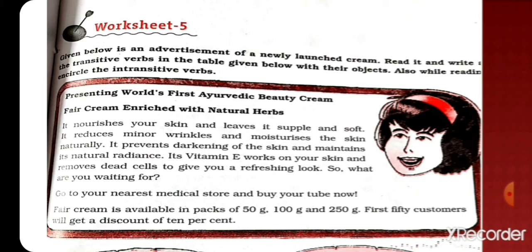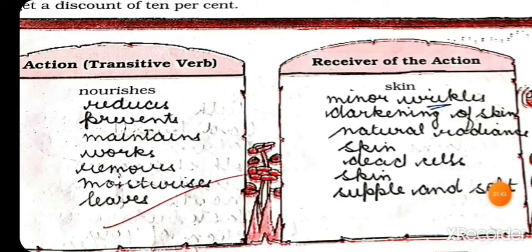So, what are you waiting for? Go to your nearest medical store and buy your tube now. Fair cream is available in packs of 50 gram, 100 gram and 250 gram. The first 50 customers will get a discount of 10%. Yes, beta, this table is given to you below this advertisement.